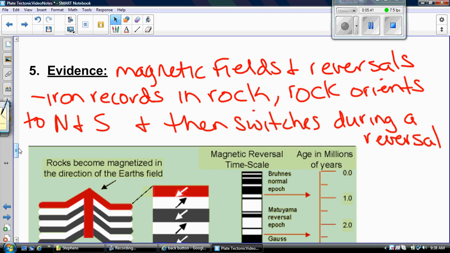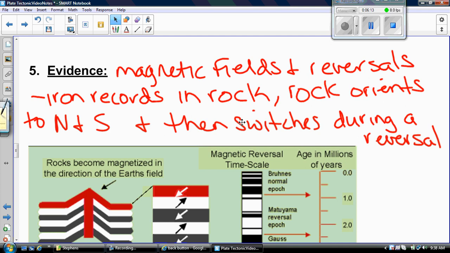Now, every once in a while, about I believe every 26,000 years, I could be wrong, I have to look that up, magnetic fields reverse, meaning the liquid in the outer core switches directions. Right now, our magnetic north points north. In a reversal, it points south. Well, rocks that contain iron, and iron is magnetic, will orient north and south based on where the magnetic field is pointing at the time.